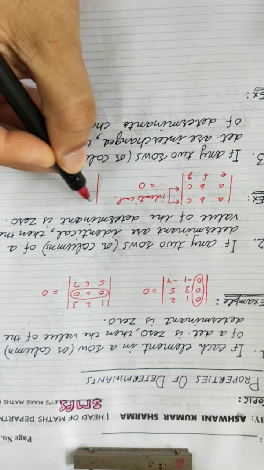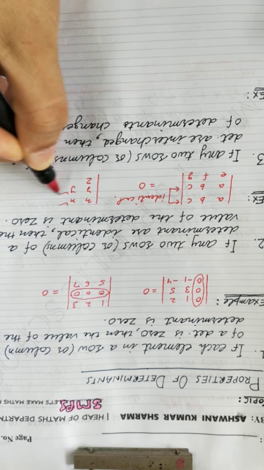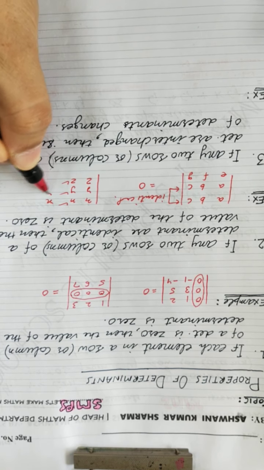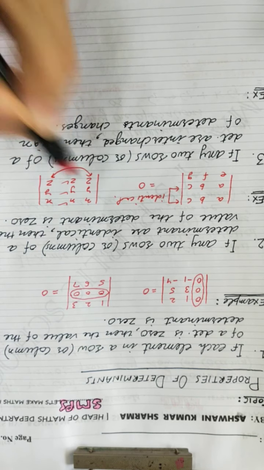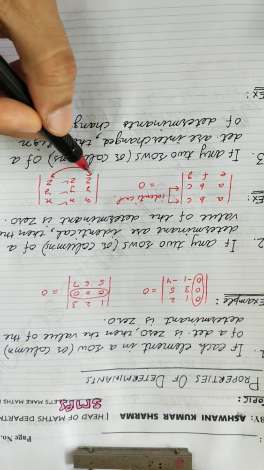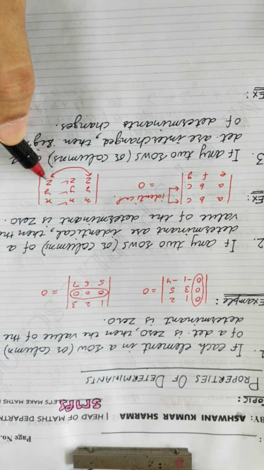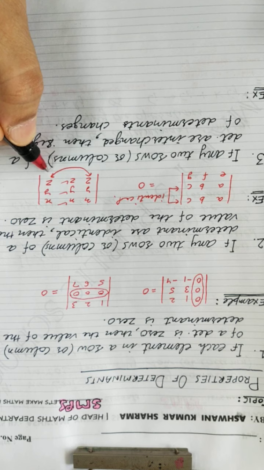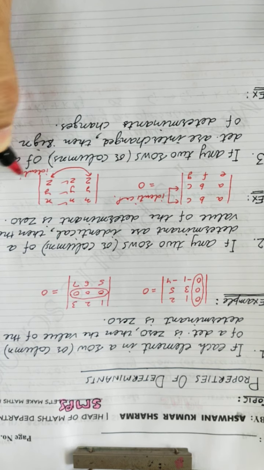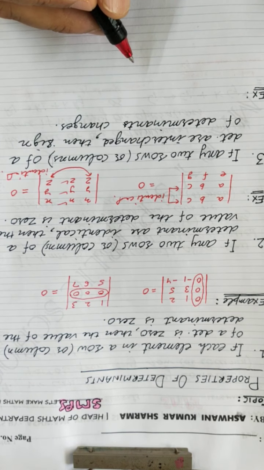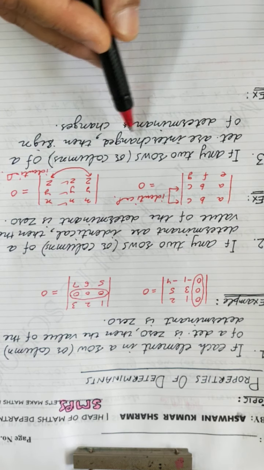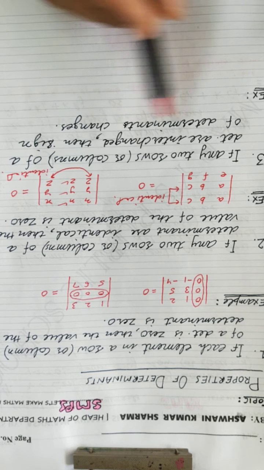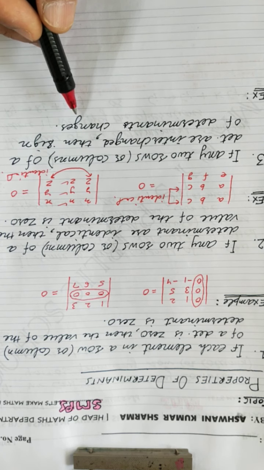One more example: x, y, z, x square, y square, z square, x, y, z. Look at this one, C1 and C3. Look carefully, each and every element is the same. So it means these two are identical. What's the value of this determinant? 0.